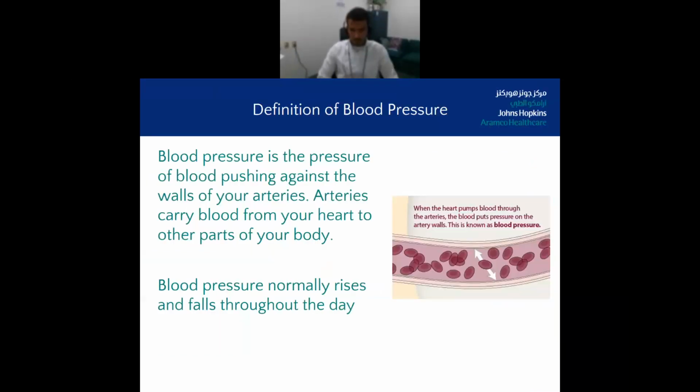Let's start with the definition of blood pressure. Blood pressure is the pressure of blood pushing against the walls of your arteries. Arteries carry blood from your heart to other parts of the body. The blood pressure normally rises and falls throughout the day.